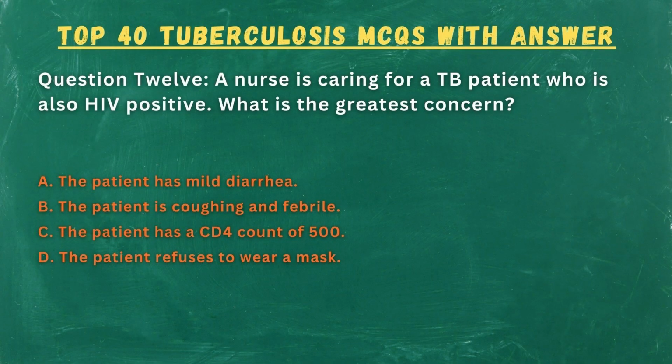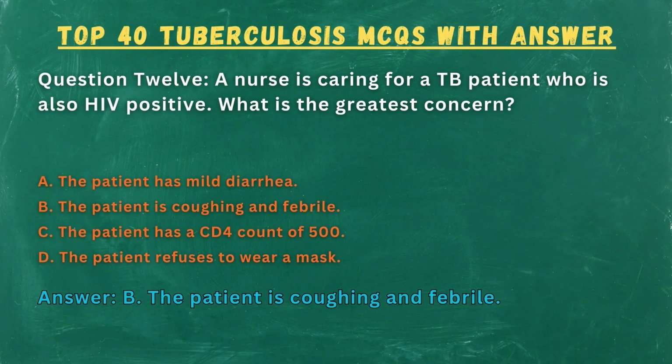Question 12. A nurse is caring for a TB patient who is also HIV positive. What is the greatest concern? A. The patient has mild diarrhea. B. The patient is coughing and febrile. C. The patient has a CD4 count of 500. D. The patient refuses to wear a mask. Answer: B. The patient is coughing and febrile.